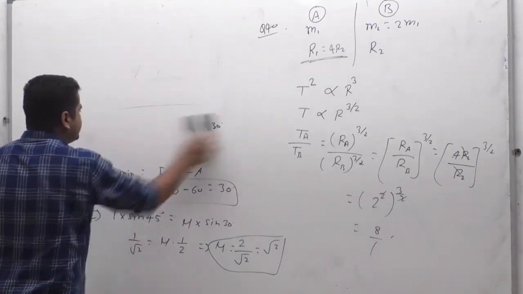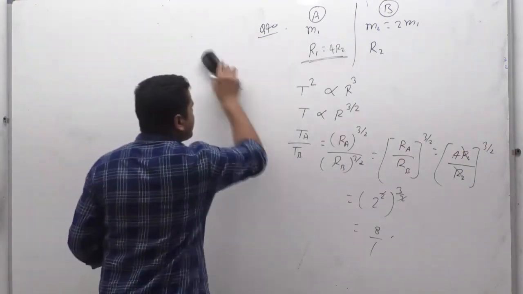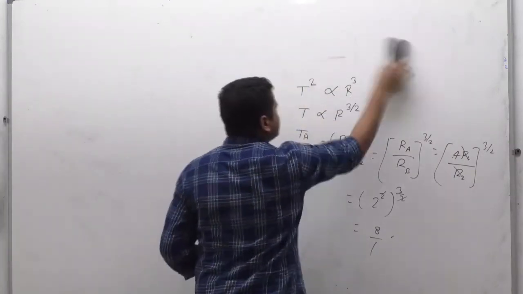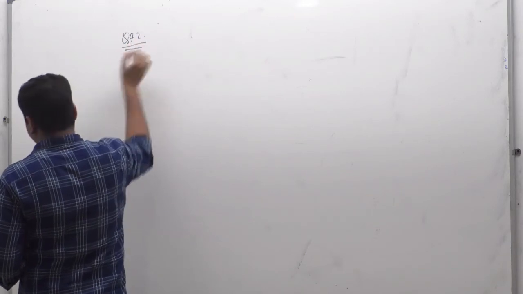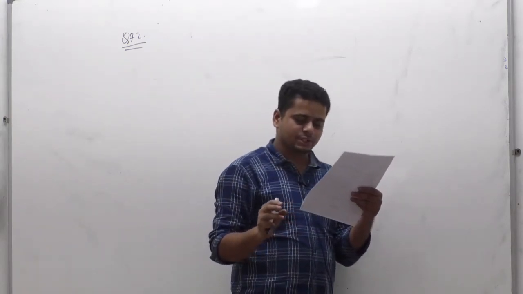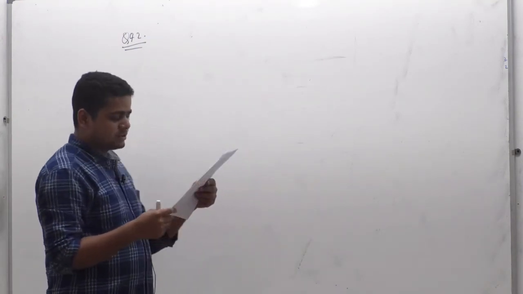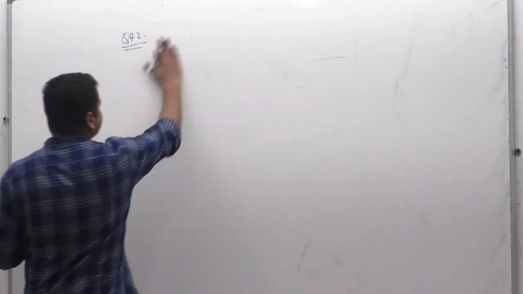Next is 42. In question number 42, what they have given is: a block of mass 1 kg is released from the top of a fixed rough wedge of height 10 meters. When the block reaches the ground, its speed becomes 10 meters per second. Find the work done by the force of friction. First of all, we can draw the diagram.